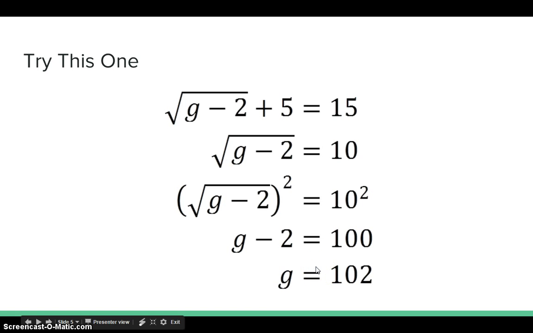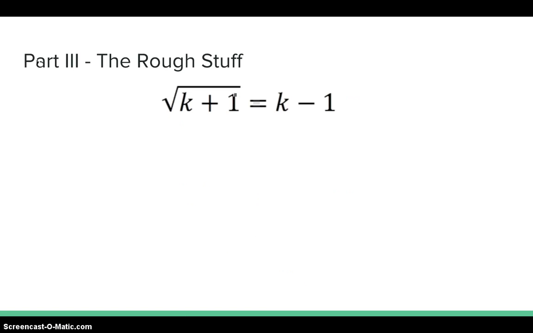And again, if at any point in time you need to pause, do so. All right, this is the rough stuff, and I call this the rough stuff because this is when it gets difficult. This is when we have to really start pulling back from chapter 8, which I know you guys just loved, and we're going to have to do a little bit of factoring.